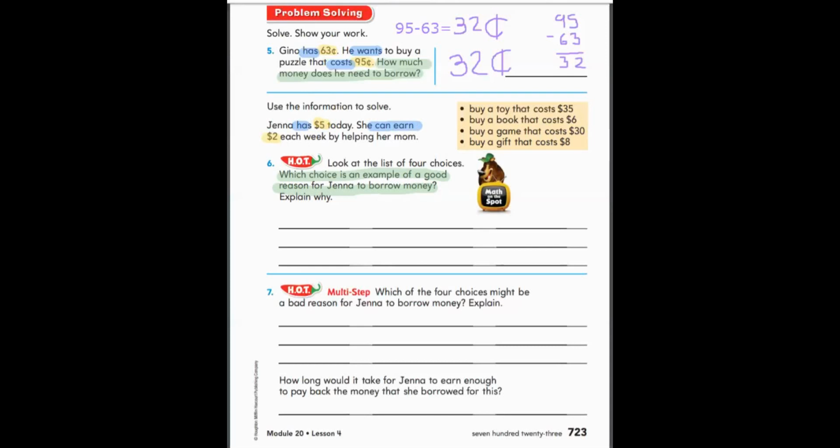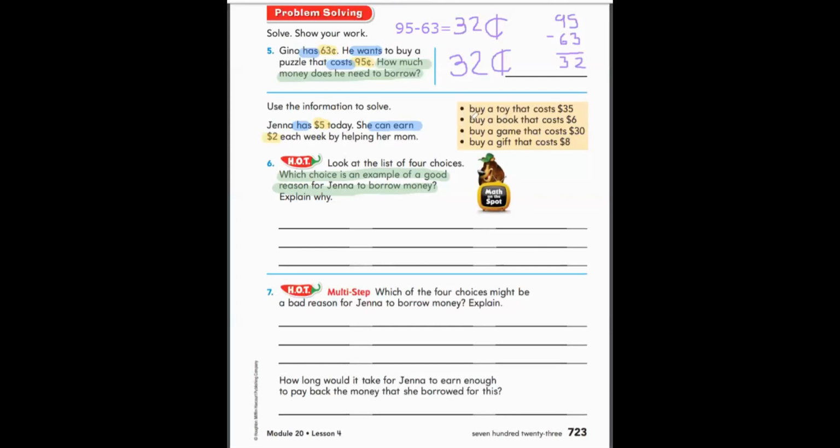So now what's a good reason to borrow money? For example, I'm thinking here, she has 5. Next week, she's gonna have 2 more. And next week, another 2. And next week, another 2. But imagine, how many weeks is she gonna take to earn 35? So it's 35 minus the money she has, minus 5. She needs 30, so it's a lot of money. 30 in $2 each week, it's gonna take a lot of weeks. So maybe it's not a good idea to buy that.